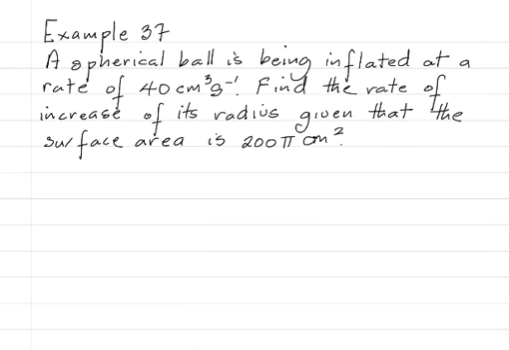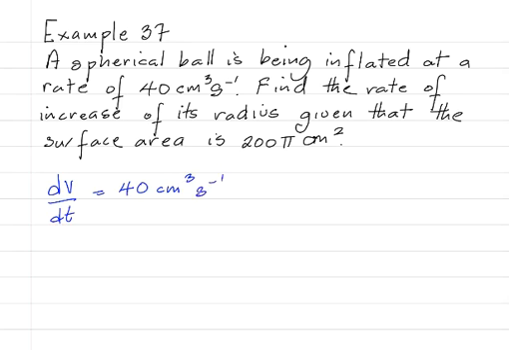Next question. Example 37. It says a spherical ball is being inflated at a rate of 40 centimeters cube per second. So here's what we know. I know that dv by dt is equal to 40 centimeters cube per second. All right.